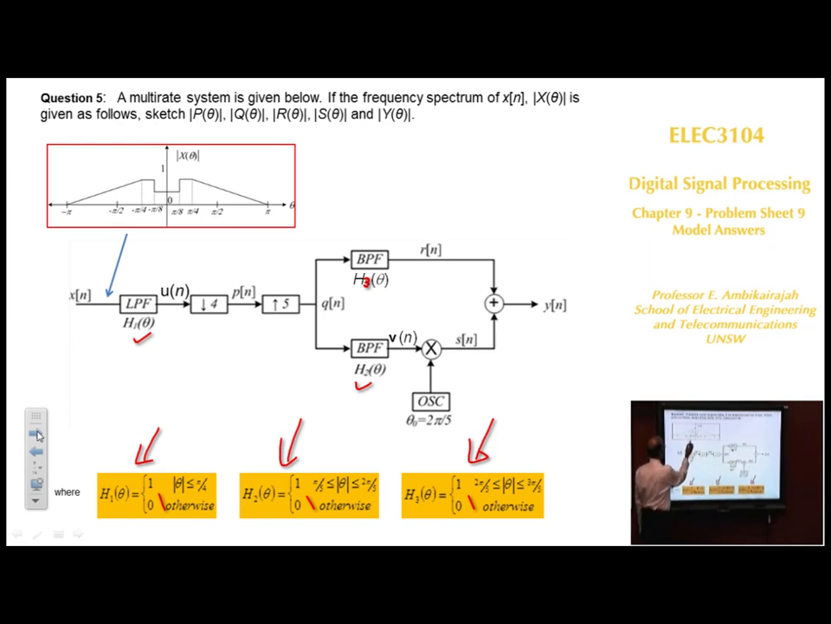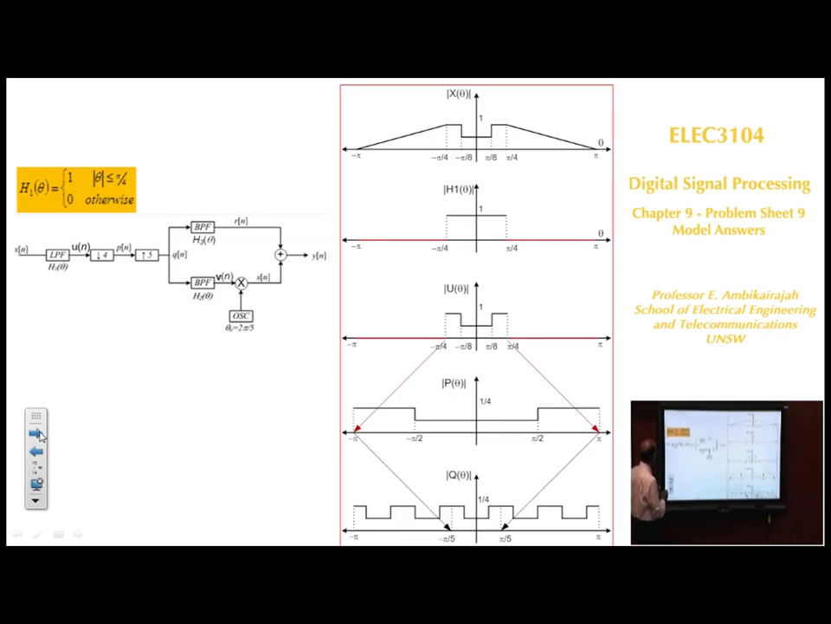The input spectrum is given like this shape, going through a low pass filter, then downsampled by 4, upsampled by 5, and you find this first. Once you have found that, then you work this channel and that channel separately. And multiplication, meaning modulation, happens here. Okay? So let's go to the next page, looking at this question and see how we are doing it.